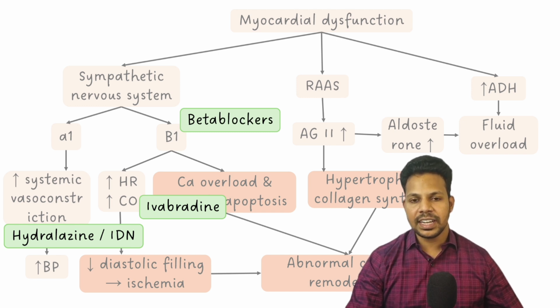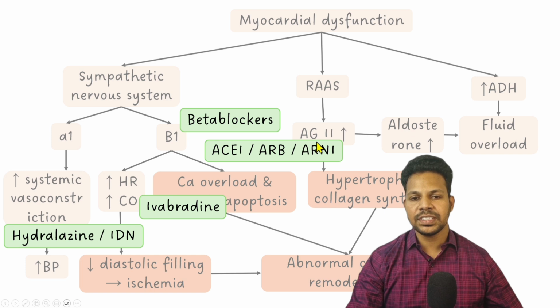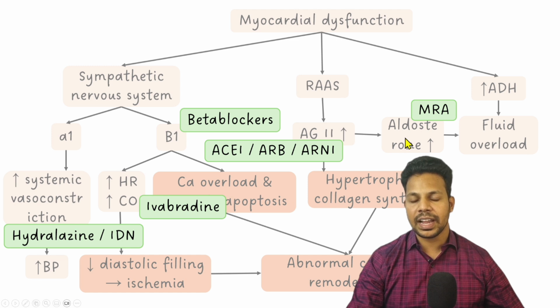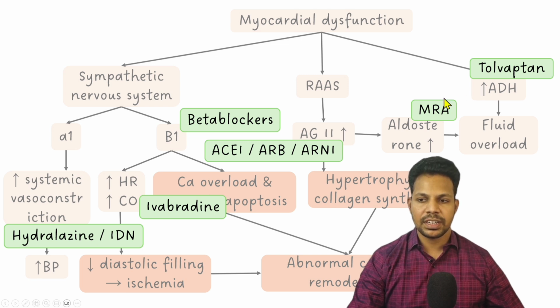And on the right side, as you can see here, we have the angiotensin 2 increase. The drugs that block the angiotensin 2 are the ACE inhibitors and ARBs, or ARNI. ARNI stands for angiotensin receptor neprilysin inhibitor, right? Then we have increased aldosterone here. You can block the aldosterone by giving a mineralocorticoid receptor antagonist, right? And then we have increased ADH here. We can block this by using tolvaptan.